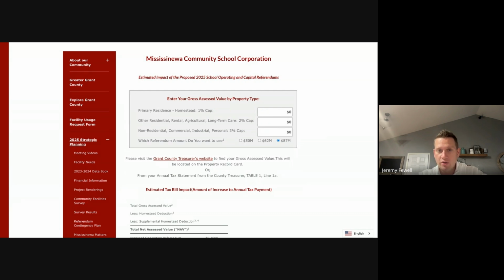Also down here, you'll notice, depending upon which one you're measuring, whether you're looking at an $87 million referendum, that also includes the 10-cent operating referendum amount, $62 million is the other option, or $50 million. You need to make sure you select which option you want to look at.